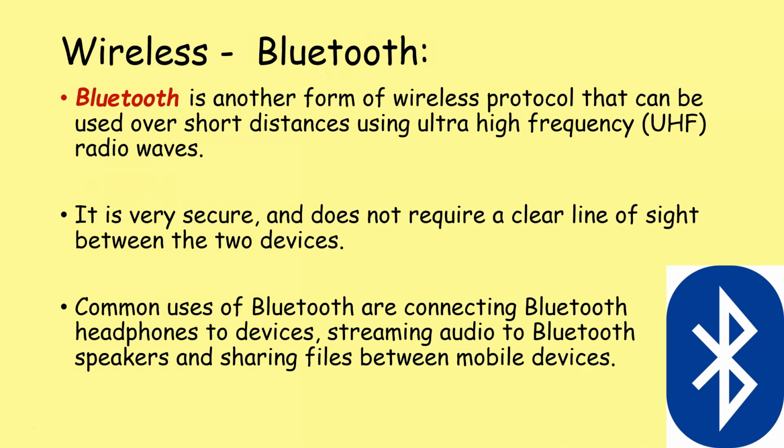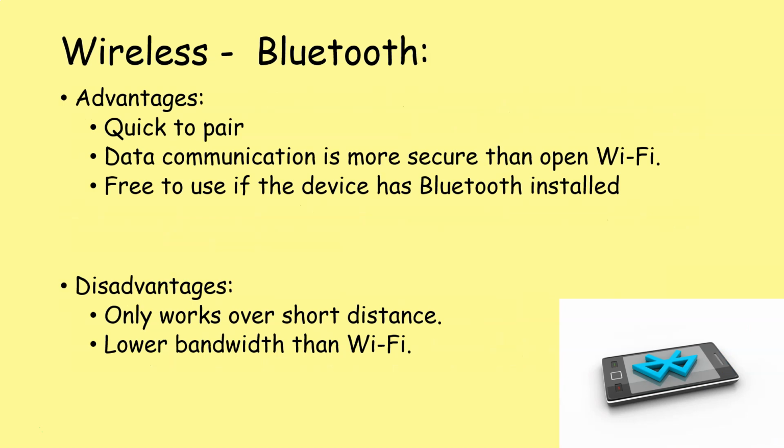Another type of wireless connection you could use is the Bluetooth family of protocols. Bluetooth is another form of wireless protocol that can be used over short distances using ultra-high frequency UHF radio waves. It is secure and does not require a clear line of sight between the two devices. Common uses of Bluetooth are connecting Bluetooth headphones to a device, streaming audio to Bluetooth speakers, and sharing files between mobile devices. The advantages of Bluetooth is it's quick to pair devices, data communication is more secure than open unencrypted Wi-Fi, and obviously it's free to use if all the devices support Bluetooth.